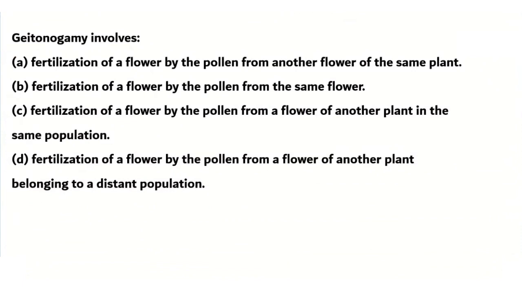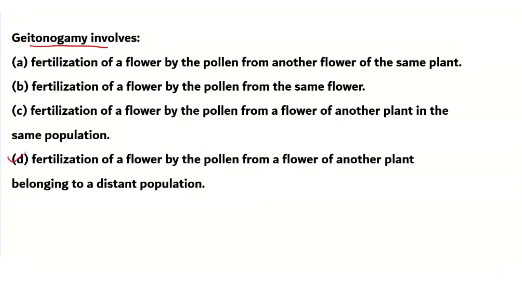Now we have this question. It's an interesting one. It is asking us to identify which of these statements is the correct one for geitonogamy. So geitonogamy involves, option A says fertilization of a flower by the pollen from another flower of the same plant. B says a fertilization of a flower by the pollen from the same flower. C says fertilization of a flower by the pollen from a flower of another plant in the same population. Option D says fertilization of a flower by the pollen from a flower of another plant belonging to a distant population. So which of these is correct?